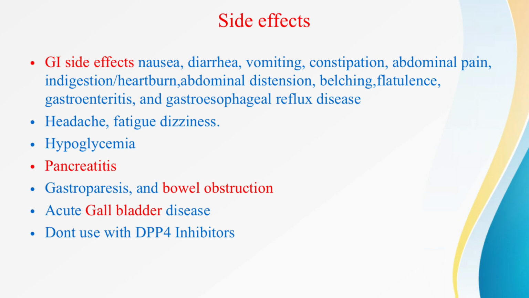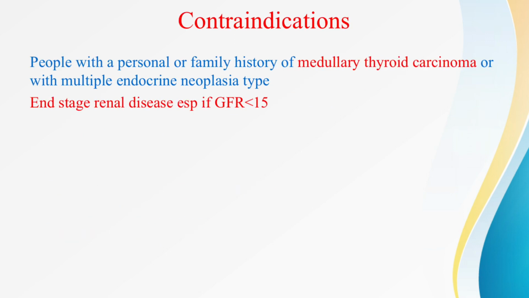When we are giving oral semaglutide, we should not use DPP-4 inhibitors or gliptins. The contraindications with semaglutide are patients who are a known case of medullary thyroid carcinoma, or if there is a family history of medullary thyroid carcinoma, or patients with multiple endocrine neoplasia types, we should avoid semaglutide. And in patients with end-stage renal disease, if the GFR is less than 15, in these patients also, we should avoid semaglutide.